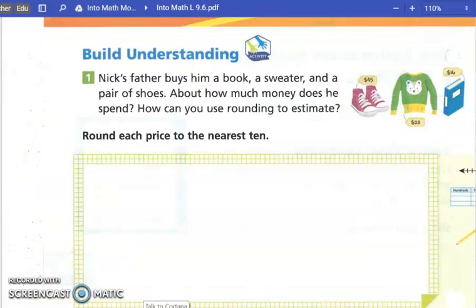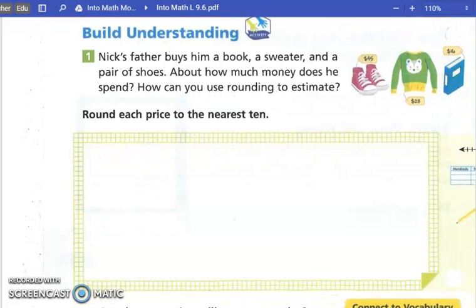Okay, we've turned our paper over. We're now on page 262, the Build Your Understanding. And this one is going to ask us to round to estimate. Nick's father buys him a book, a sweater, and a pair of shoes. About how much money does he spend? How can you use rounding to estimate? Okay, so yesterday we rounded, right? Remember what the rule is if we round up or down?